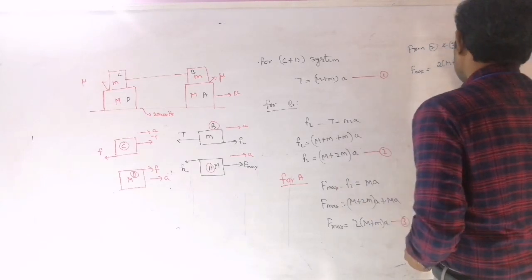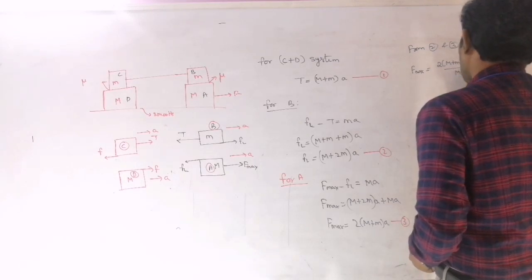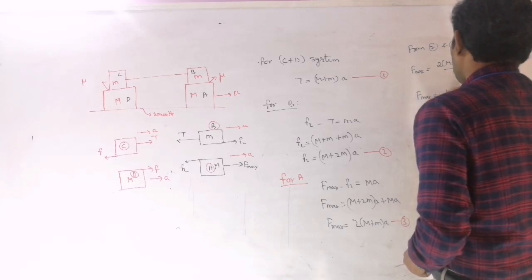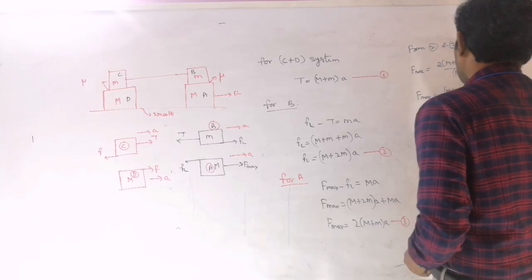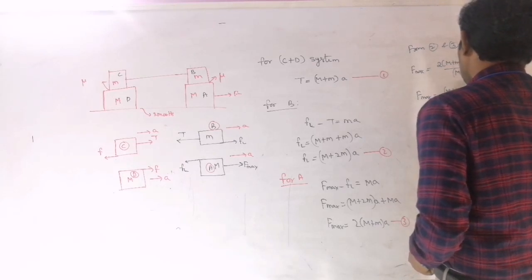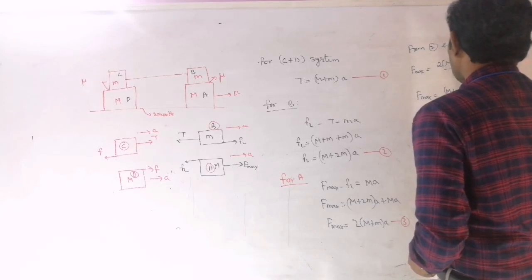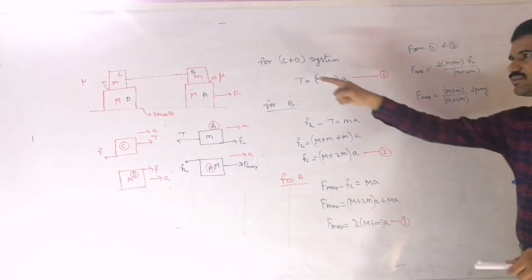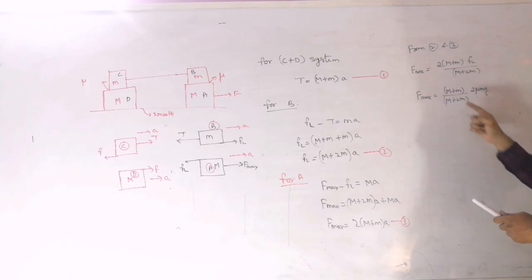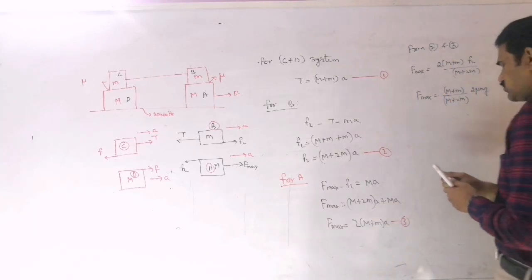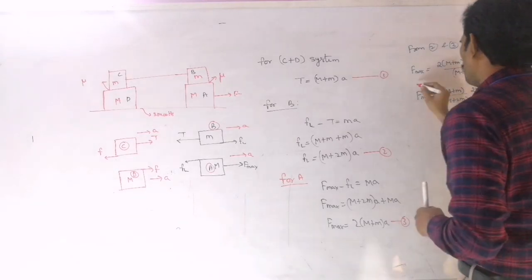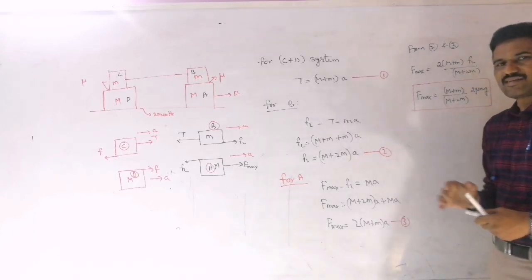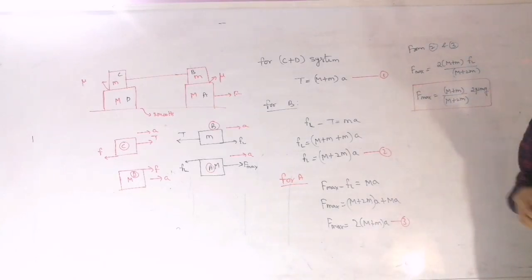That A value you can write as F limiting by (M plus 2M). And therefore F maximum is equal to (M plus M) by (M plus 2M) into this value, which we can write as 2 mu mg. The limiting friction there is nothing but mu mg, and since 2 is already there, I am writing 2 mu mg here. This will be the maximum force until which all the blocks will move with the common acceleration. If you apply this amount of force or less, all 4 blocks will move together with the common acceleration.